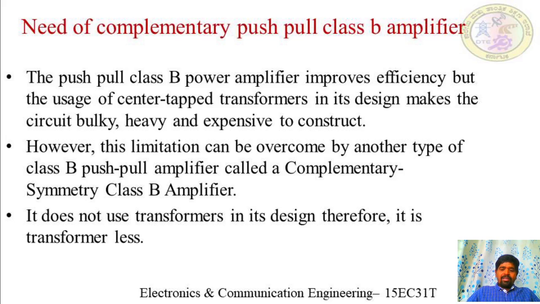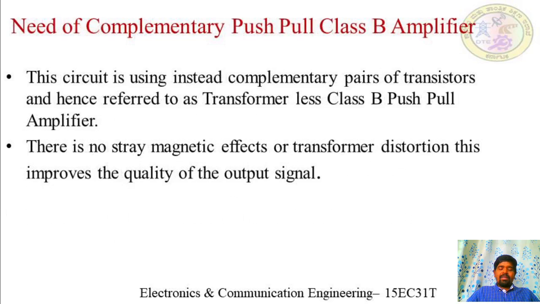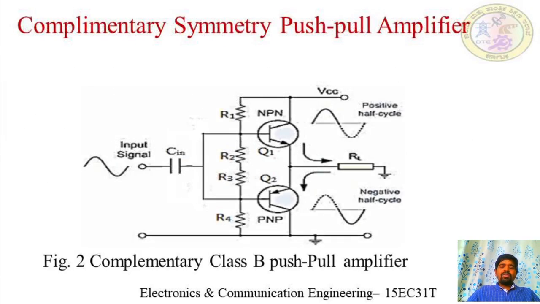So what are they using? They are not using a transformer here. So that's why it is a transformer-less amplifier. This circuit is using, instead of a transformer, complementary pairs of transistors and that's why they are calling it a transformer-less class B push-pull amplifier. And there is no stray magnetic effect because transformers are not used.